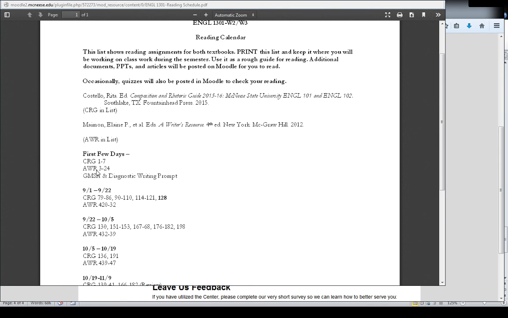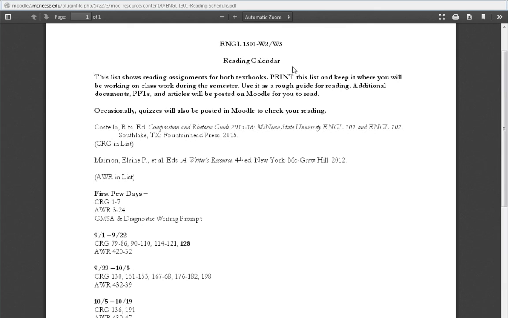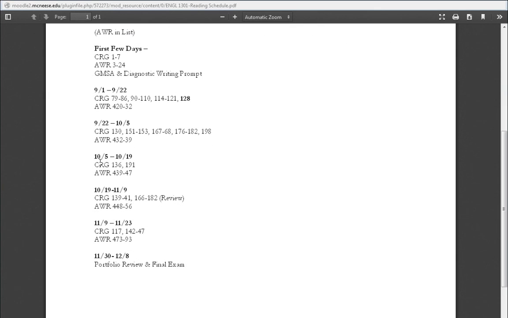Another thing I want to remind you about, because it is clear from your papers that many of you are not reading, you do have this reading calendar posted. For this week, you need to have read CRG 136 and 191 and A Writer's Resource 439 through 47. And that's going to appear on that quiz. All right. You have to review a lot of these concepts throughout the semester as well. And A Writer's Resource, that's AWR, you need to be looking at that MLA tab for all of your citations. Everything you need to know about citing in MLA is in that book under the MLA tab. It is extremely easy. All it takes is a few minutes to go through it and match it up.